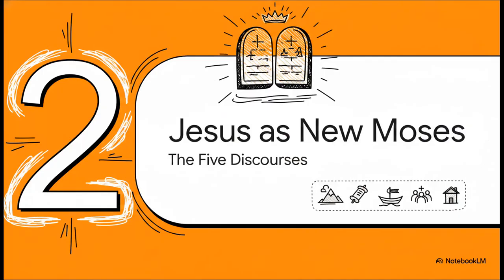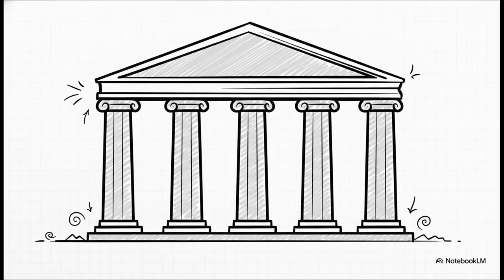Moving into Section 2, Jesus as the new Moses and the framework of the 5 discourses. So, why all this intense focus on gathering and expanding teachings? Well, Matthew is writing to a Jewish audience, and he has a very clear literary agenda. He wants to structurally frame Jesus as the new Moses.